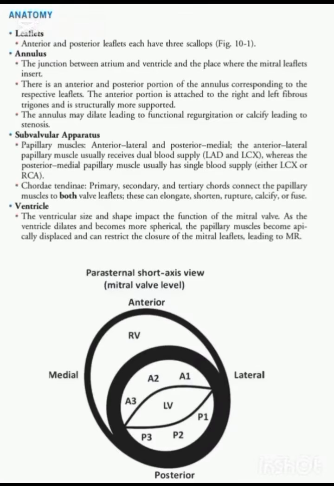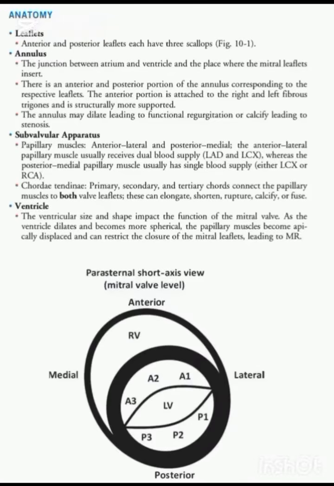And the annulus is the junction between the atrium and ventricle, and the place where the mitral leaflets insert. There is an anterior and posterior portion of the annulus corresponding to the respective leaflets. The anterior portion is attached to the right and left fibrous trigones and is structurally more supported. The annulus may dilate, leading to functional regurgitation, or calcify, leading to stenosis.